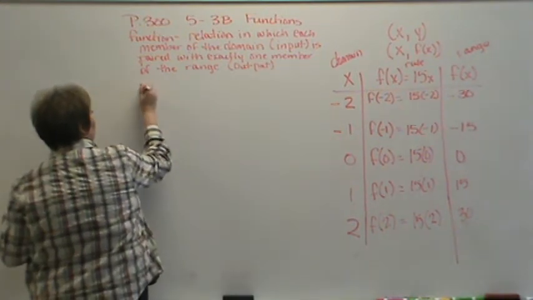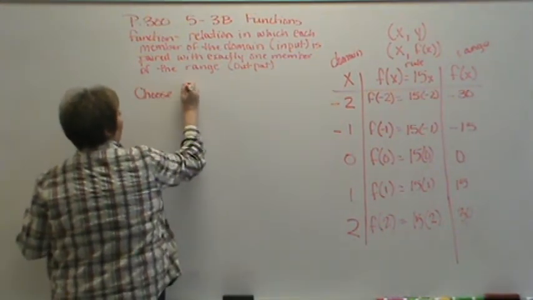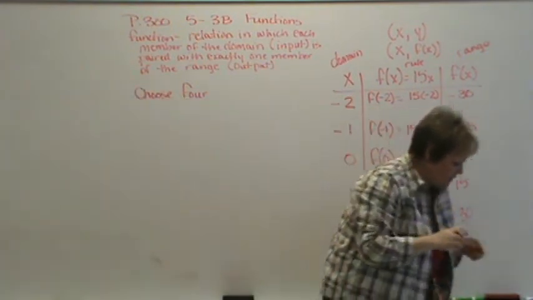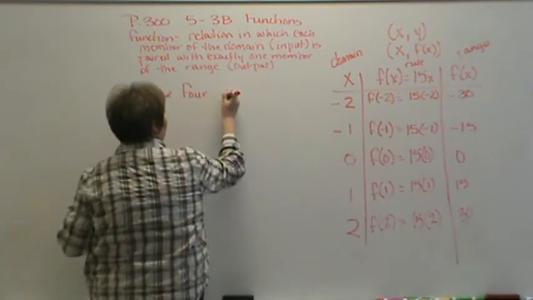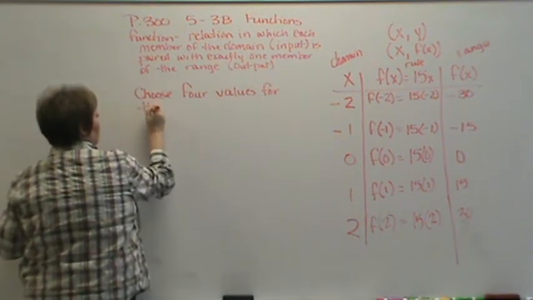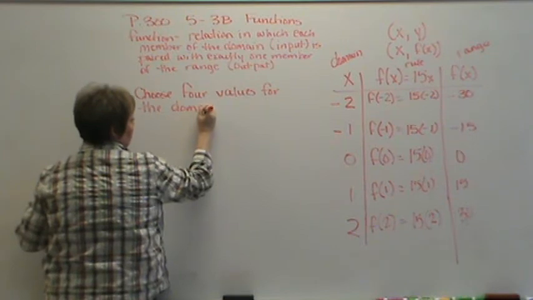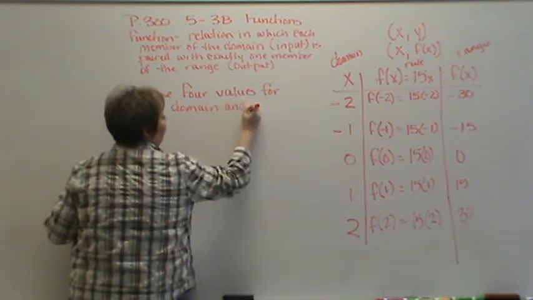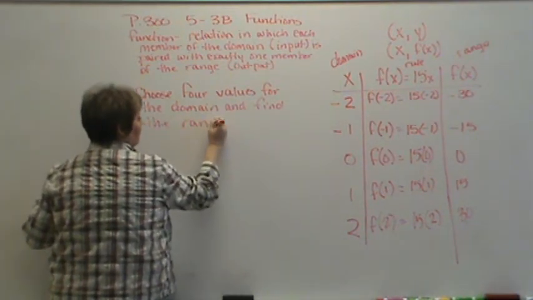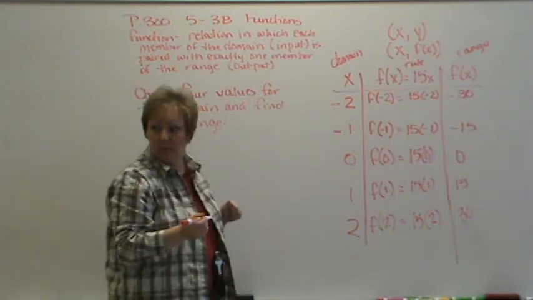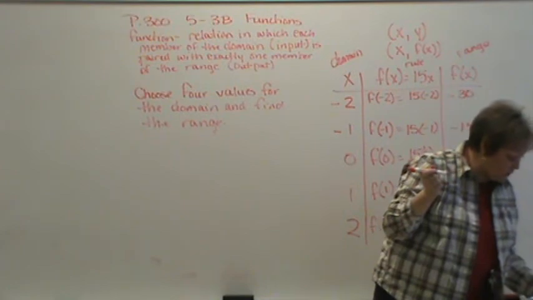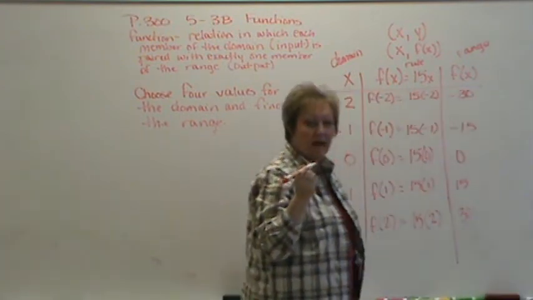And I want you to choose 4 values for the domain and find the range. And I want you to use a function table to do this. I want you to use a function table, and your function rule is f of x equals 4x minus 1.